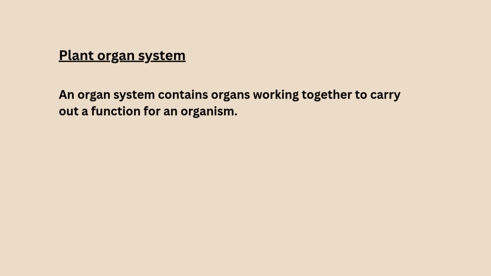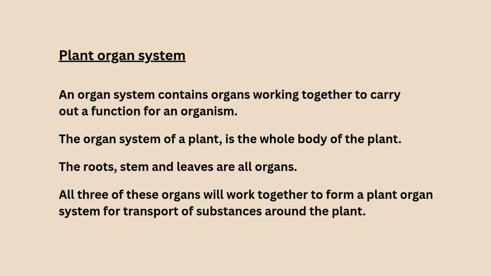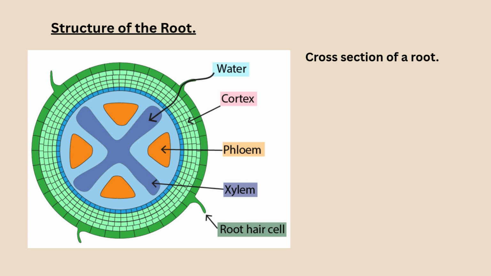An organ system contains organs working together to carry out a function for an organism. The organ system of a plant is the whole body of the plant. The roots, stem and leaves are all organs. All three of these organs will work together to form a plant organ system for transport of substances around the plant. This is a cross-section of a root.